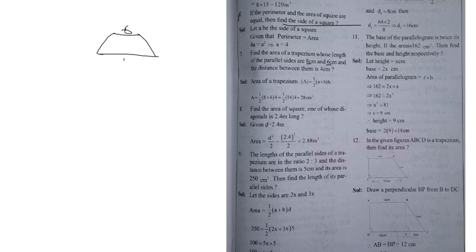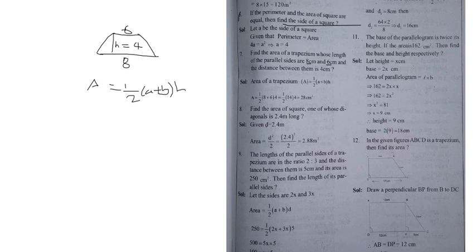Why are these two parallel sides? If you want, you can go to the previous video and see that. After that, find the distance between them, that is h. This distance between them is the h value. They gave 4 centimeters. Then they are asking for the area. We know the formula of a trapezium is half into a plus b into h. Yes or no? The formula is here also, you can copy from that.